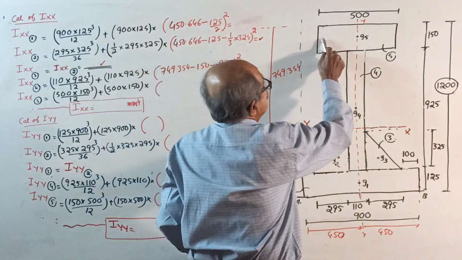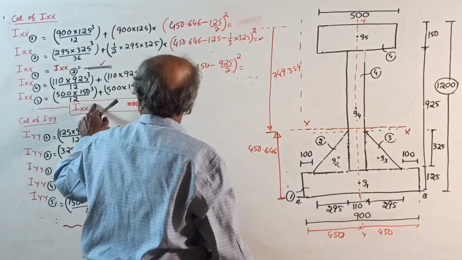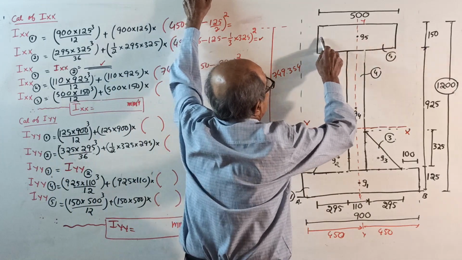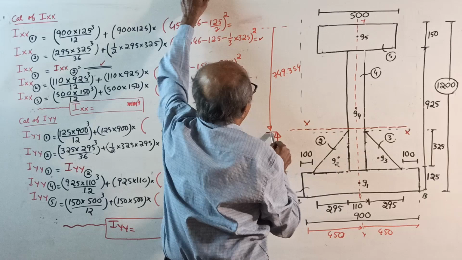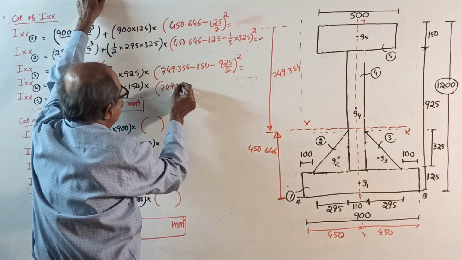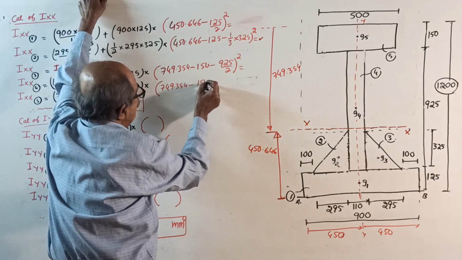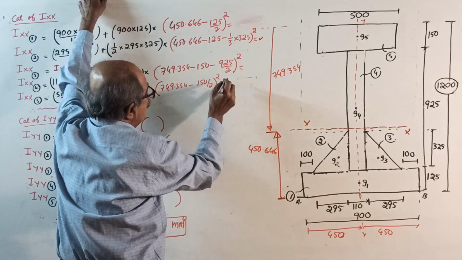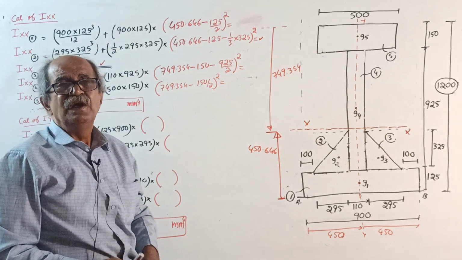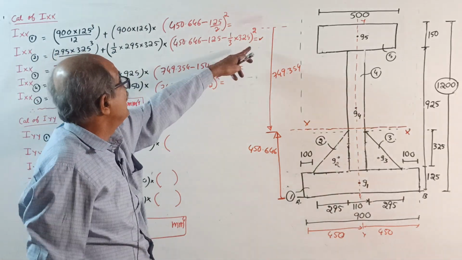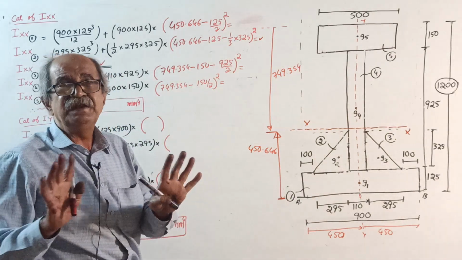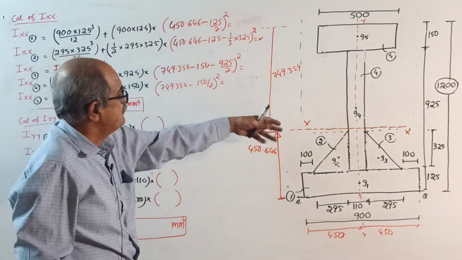Ixx for 5: 500 into 150 cube by 12 plus 500 into 150 area into, see, centroid is here, this axis here, 749.354 minus 150 by 2, whole square. Calculate. Since I wrote all the steps, you need not waste precious time. How much is the answer? Write independently without seeing my writings. You take the sketch, you write.